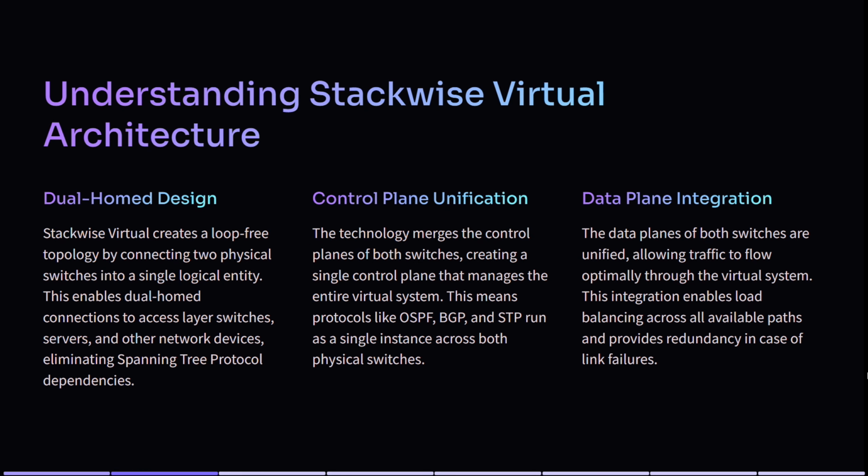Understanding StackWise Virtual architecture. Dual home design. StackWise Virtual creates a loop-free topology by connecting two physical switches into a single logical entity. This enables dual-homed connections to access layer switches, servers, and other network devices, eliminating spanning tree protocol dependencies.